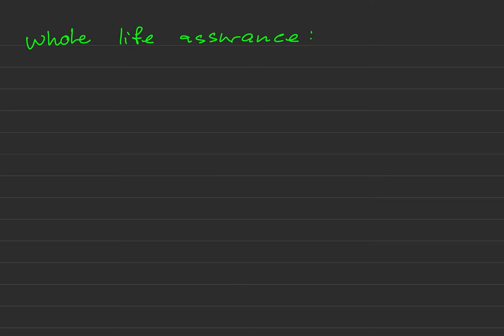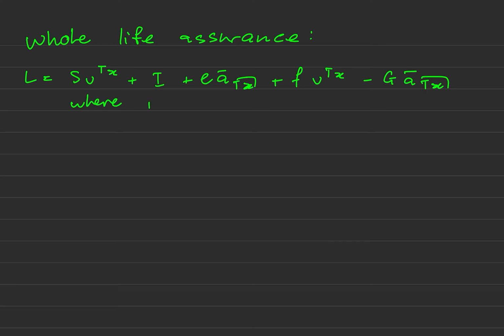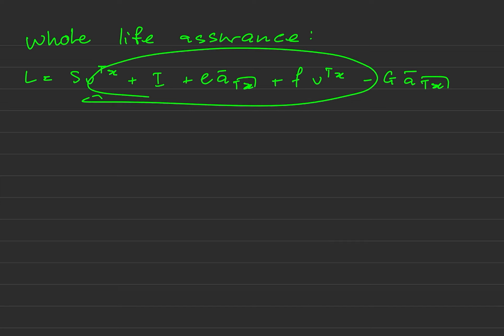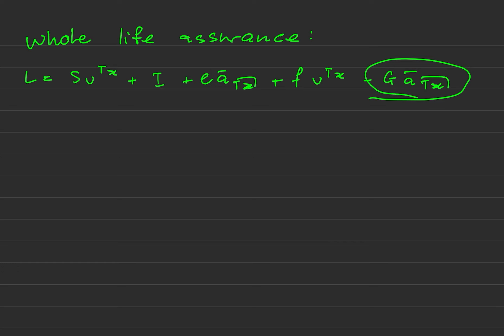assurance. The gross future loss random variable, which I'm going to denote as L, will be equal to S v^Tx, I'll explain all of this in a moment, plus I, plus e ā_Tx, plus F v^Tx, minus G ā_Tx, where... Okay, so what I've essentially done here is I've taken my benefits and my expenses and I've subtracted from these outgoes of benefits and expenses my income, which is my premiums. And all of this has been present valued.